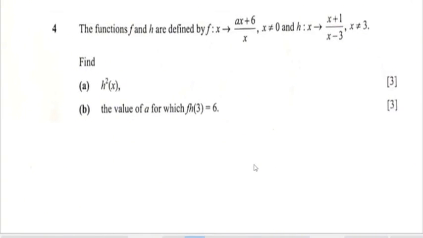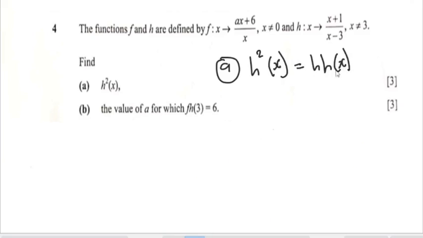So we've now come to question 4 right here. The functions f and h are defined by f of x is equal to ax plus 6 over x, x is not equal to 0, and h of x is equal to x plus 1 over x minus 3, x is not equal to 3. Find h squared of x. So h squared of x simply means h of h of x.